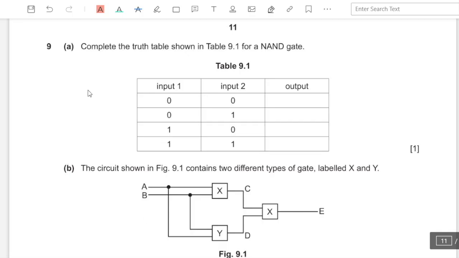9a. Complete the truth table shown in table 9.1 for a NAND gate. NAND gate means the outputs are going to be exact opposite of an AND gate. So an AND gate would only have had the output as 1 in case of both of the inputs being 1. However, in the NAND gate, that should mean the only output which is not 1 should be the last case. That means the last case would have the answer as 0 and the rest would be 1.